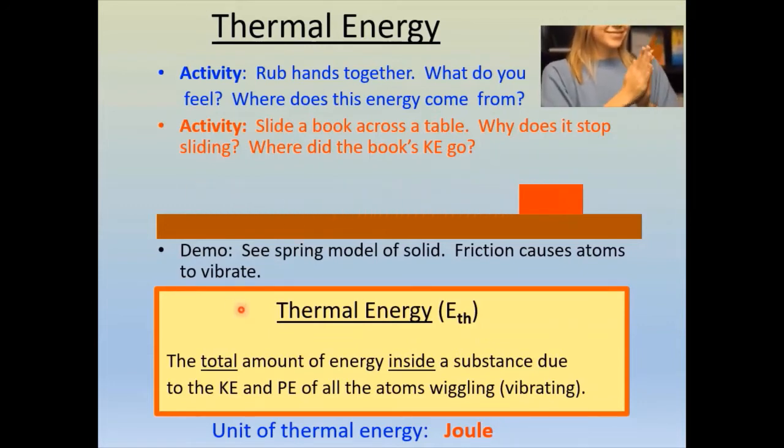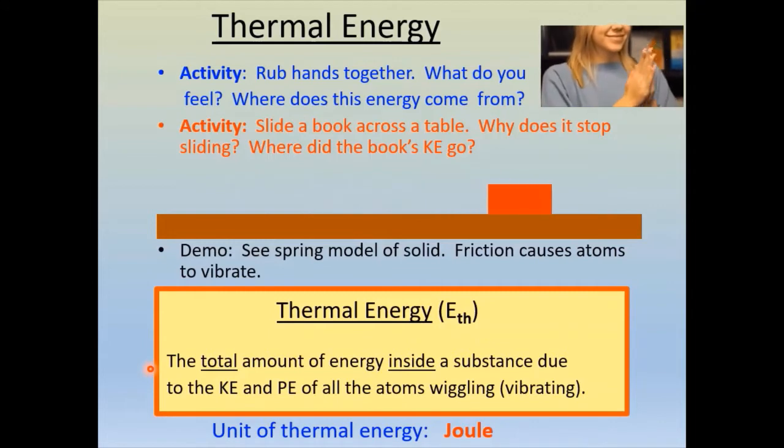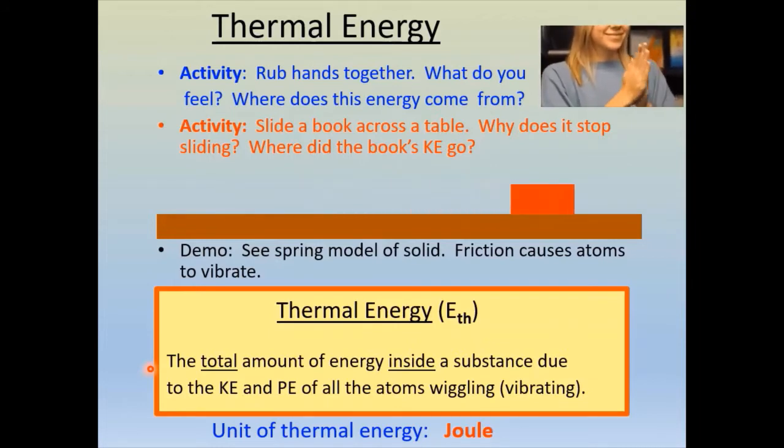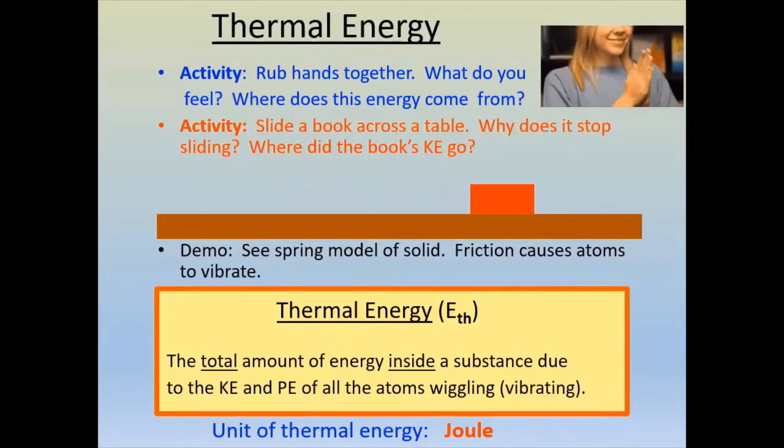So this is a new type of energy for us called thermal energy, or E with a little th for thermal. Thermal energy is the total amount of energy inside a substance due to the kinetic energy and potential energy of all the atoms wiggling or vibrating. Now, like all types of energy, thermal energy is measured in units of joules.